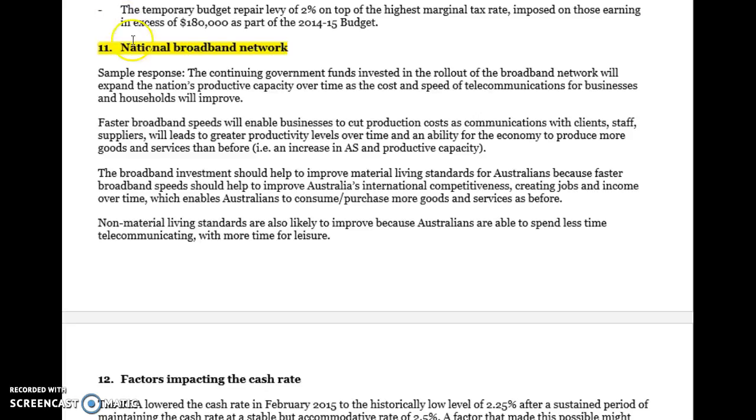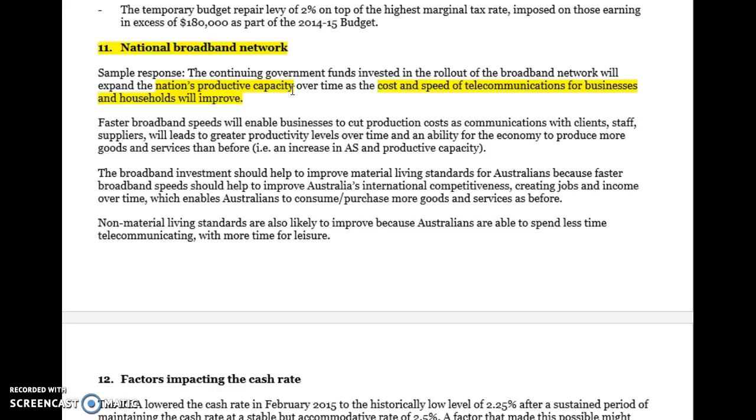So what it basically is, it's designed to increase the nation's productive capacity by increasing the speed of telecommunications. So basically people are getting access to more affordable, cheaper internet, and because they've got faster broadband speeds, it's allowing them to cut production costs and communicate more with clients and staff and suppliers, which is helping to increase their productivity.